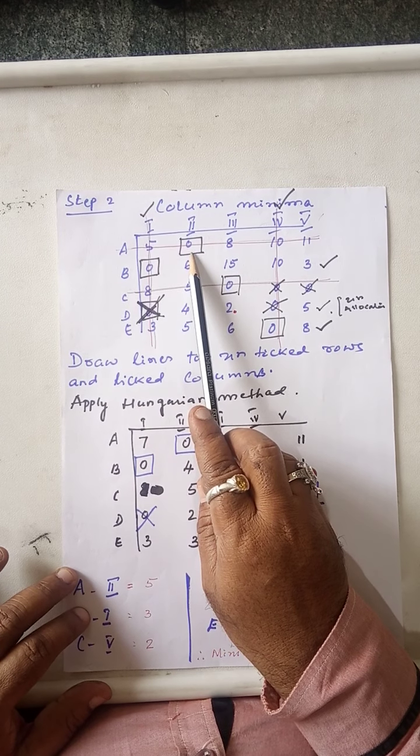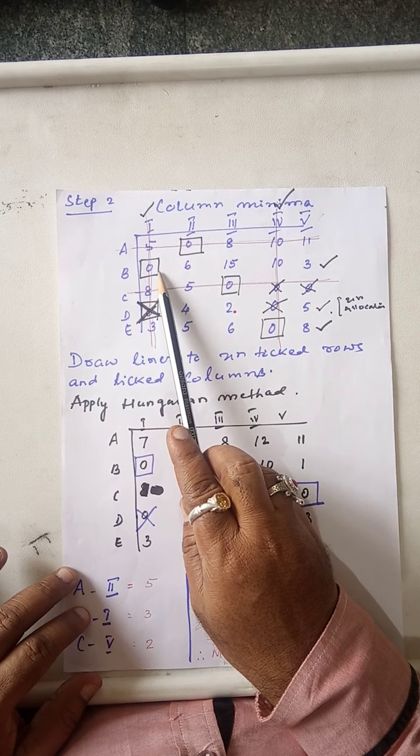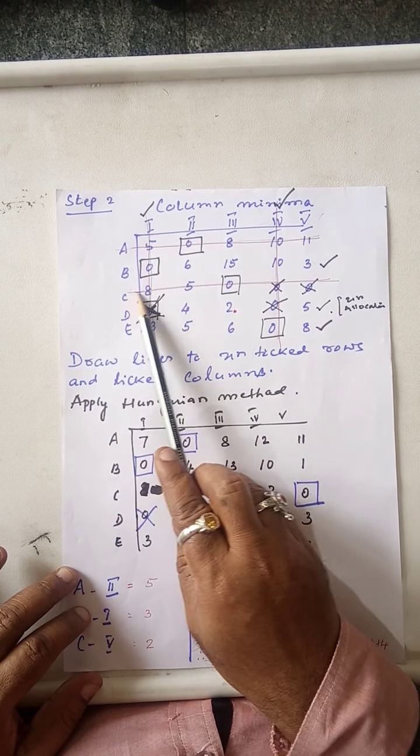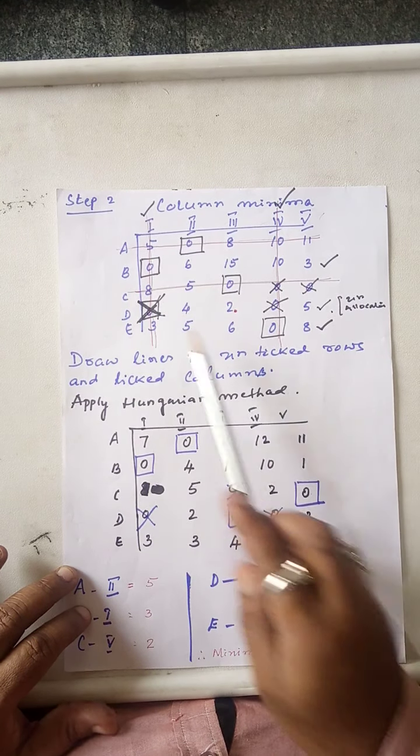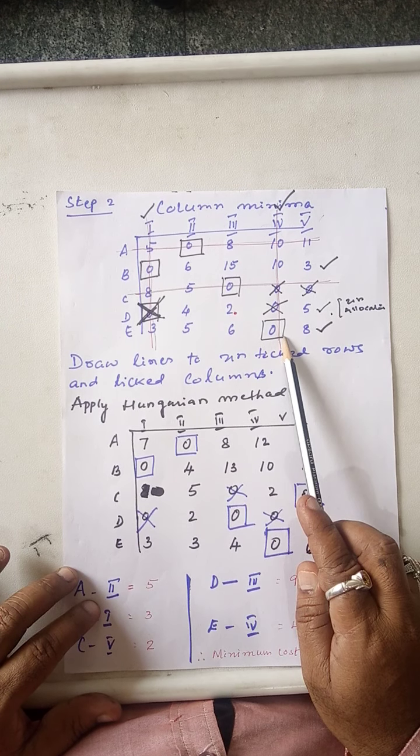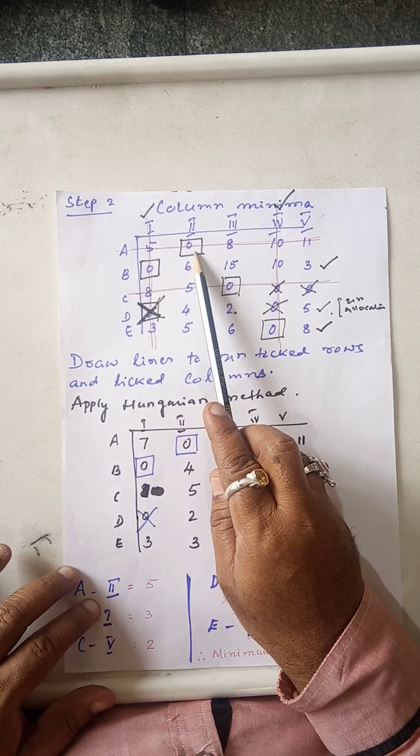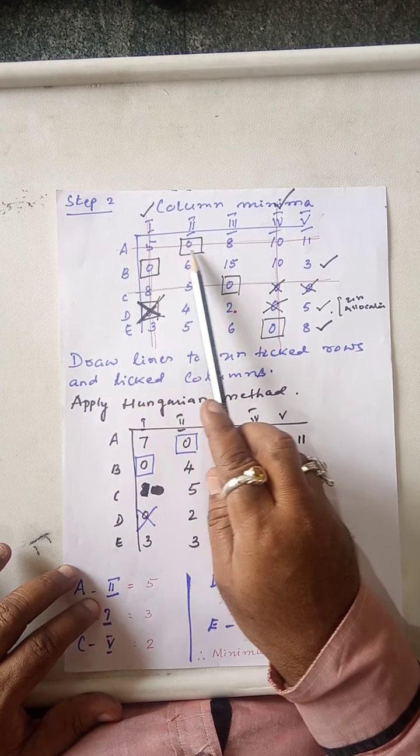Now, if the column minima is the same, I continue with these allocations. Identify the row having single zeros. In the first row we have 1 zero. Second row again we have only 1 zero. Third row we have 3 zeros here. Fourth row we have 2 zeros. And the fifth row we have only 1 zero. To begin with, identify the first row here. First row we have only 1 zero.